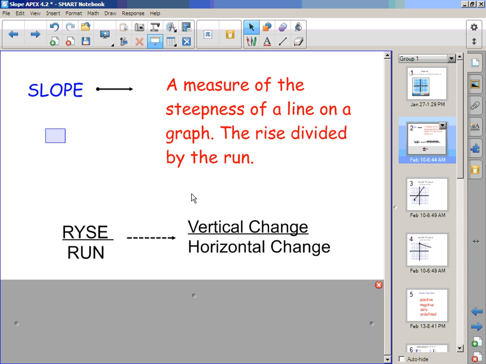One way you can write that is the rise over the run. I like to write it with the y to help me remember that it's a change in y over change in x's. Or you can think of it as the vertical change to the horizontal change.